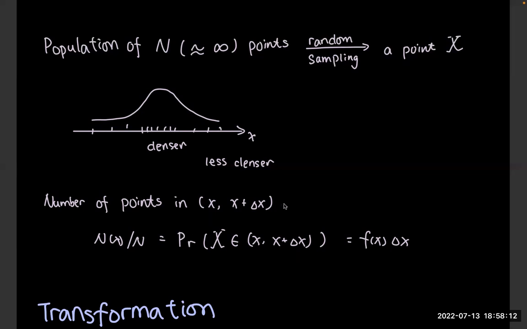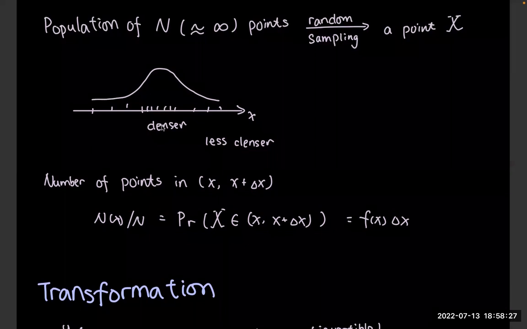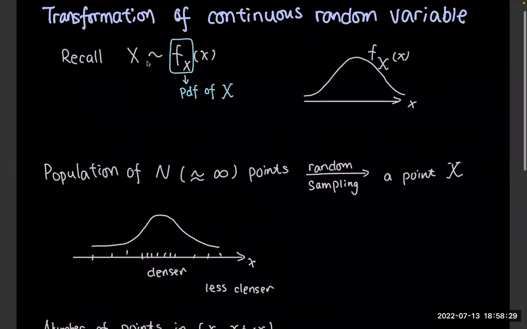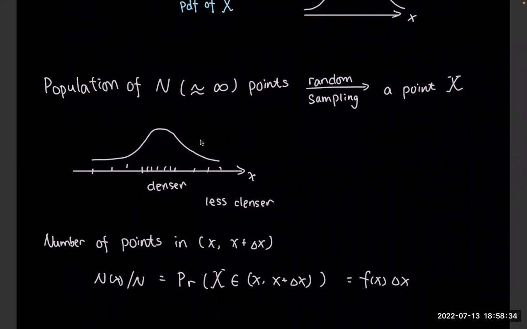Or in other words, this probability is simply the density times delta x. If this is f of x and we have delta x, we actually get the area of this small bin, small rectangle. So that's how we understand this notation: we sample x from this density function. I just want to make things as intuitive and as tangible as possible.